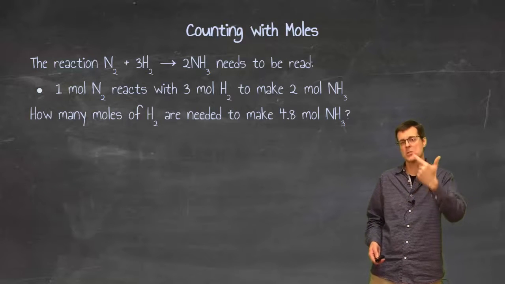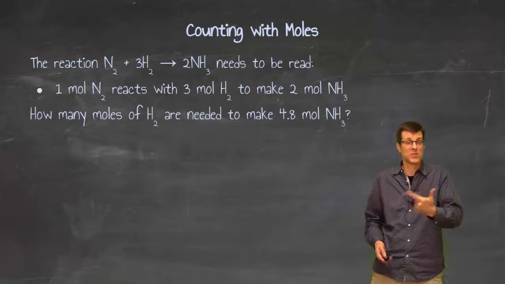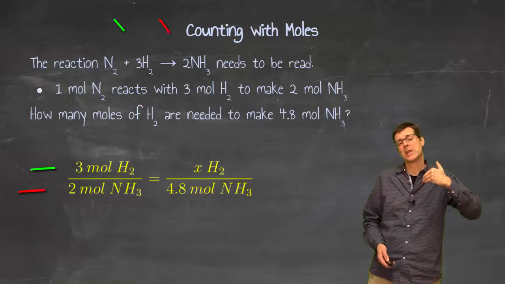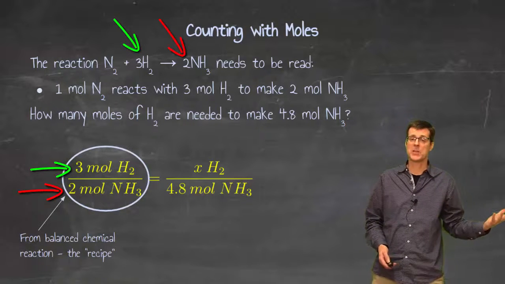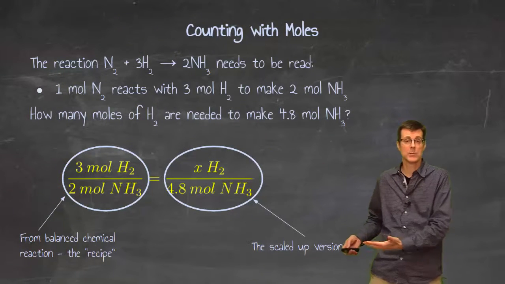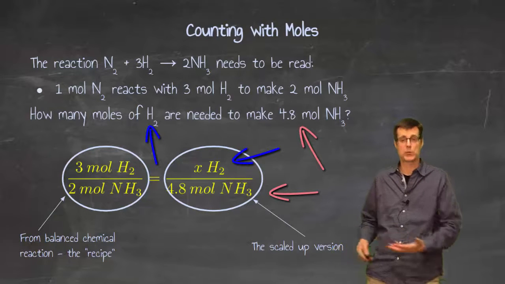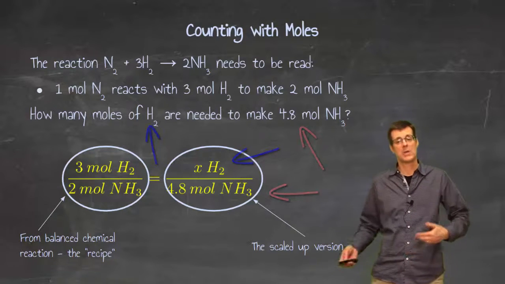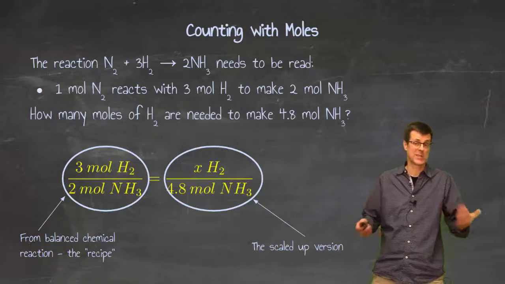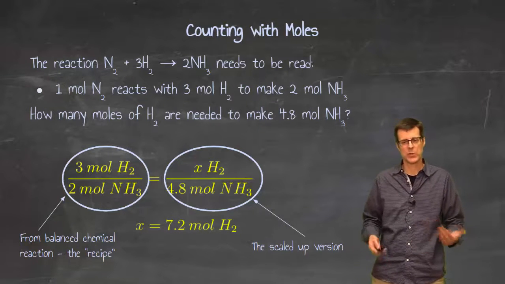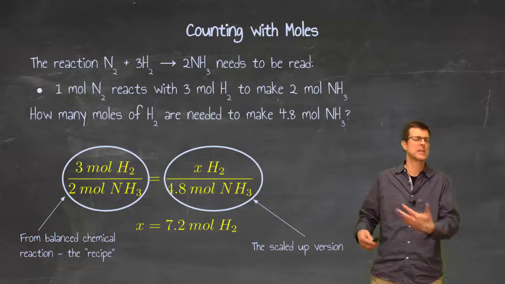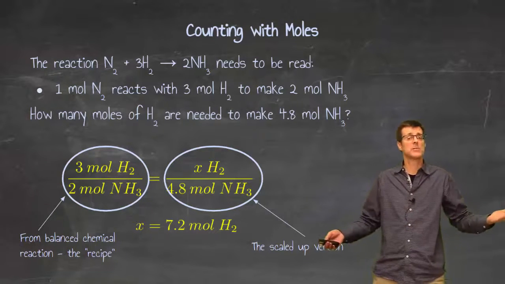The only things that have really changed are 2 things. 1, I'm talking about moles. 2, it's not a nice round whole number anymore. It's a fraction or a decimal. But I'm going to do exactly the same thing. I'm going to take a ratio where half of the ratio comes from the balanced chemical equation, the recipe, and half comes from the things that I'm looking for, the new scaled up version. Instead of 2, I want to make 4.8. Do exactly the same math in exactly the same way, and I end up with 7.2 moles of hydrogen. It's exactly the same as what we did before. It's just maybe a little bit less convenient because decimals. But decimals are our friends.